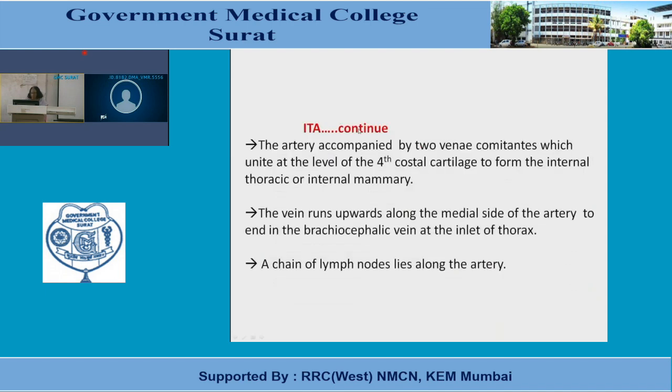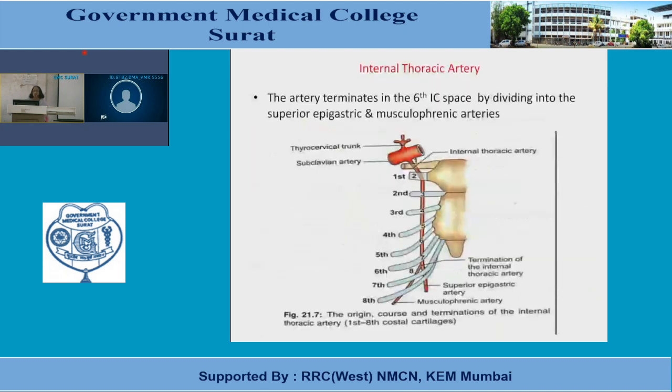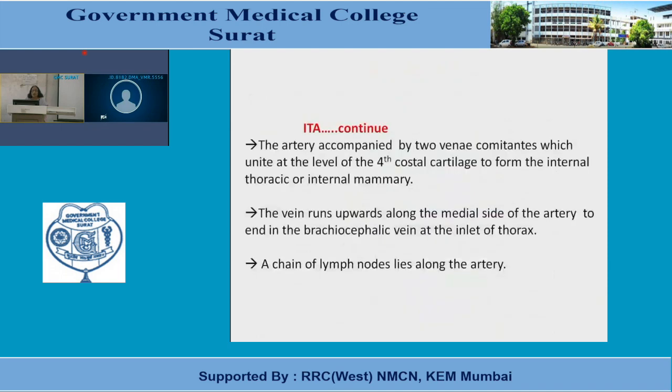Now the internal thoracic artery continues as here. Sorry for the interruption. The artery is accompanied by the two venae comitantes on either side of the artery, which unite at the level of the fourth costal cartilage and form the internal thoracic or internal mammary vein. The internal thoracic vein runs upwards along the medial side of the artery to end in the brachiocephalic vein at the inlet of the thorax.